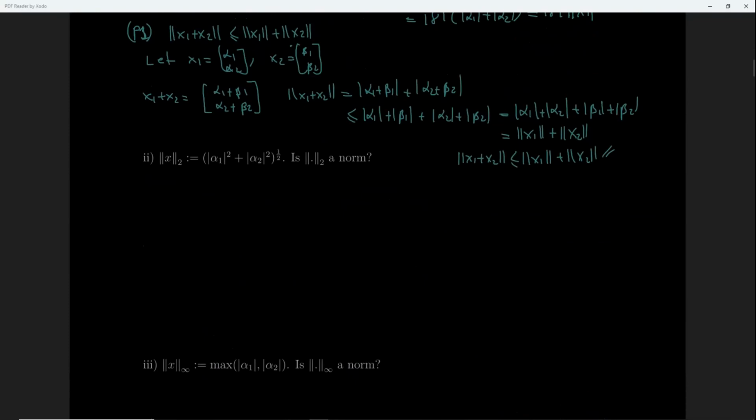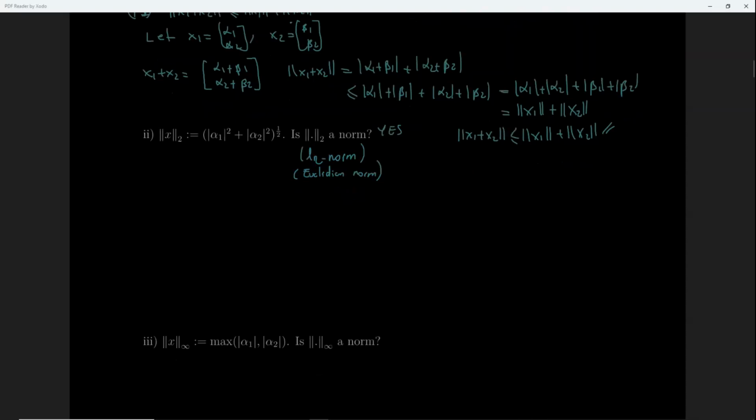So the second one is the Euclidean distance definition that you are familiar with. This Euclidean norm also satisfies the axioms of norm, the properties of norm. So this is actually called the L2 norm, or it's also called the Euclidean norm. And this is a valid norm, so let's say yes there.